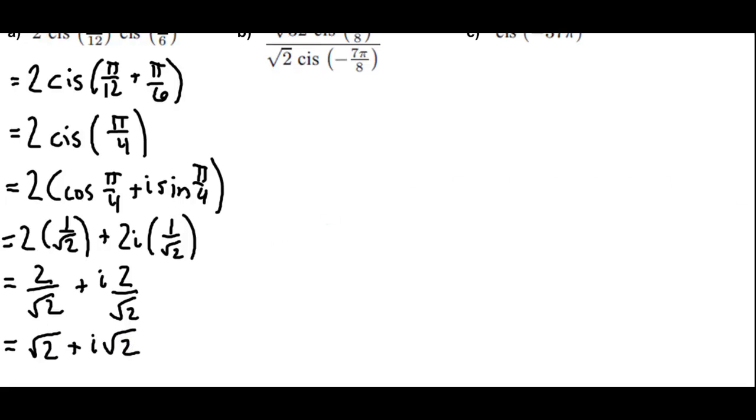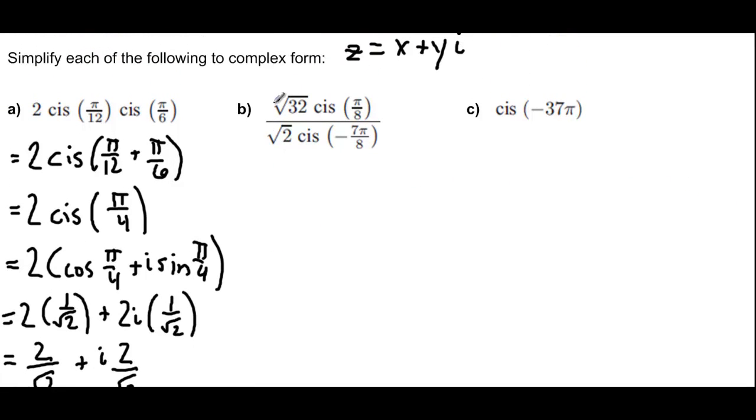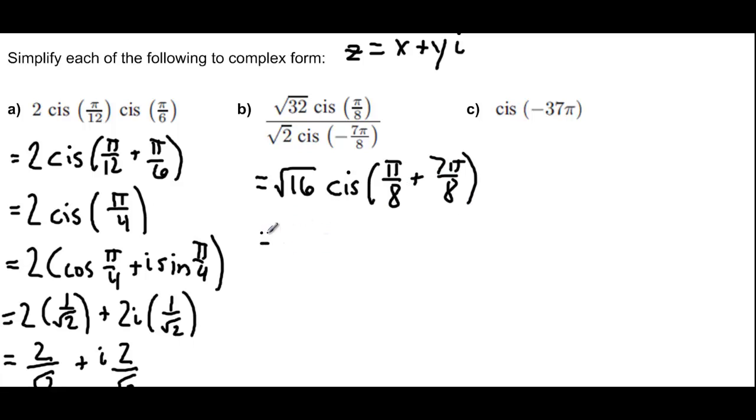Let's try the second one. The second one is a division. So we can now divide these two. First, root 32 divided by root 2 is root 16. We then would subtract the angles. So that's a cis of pi over 8, subtract negative 7 pi over 8 is plus 7 pi over 8. So you can see that works out to be a pi. So root 16 cis of pi.